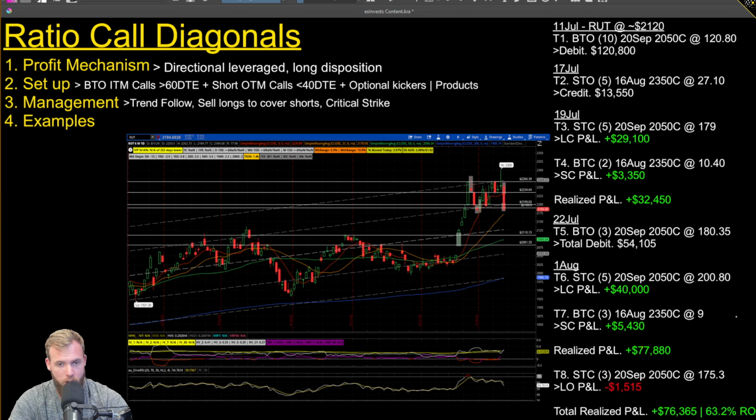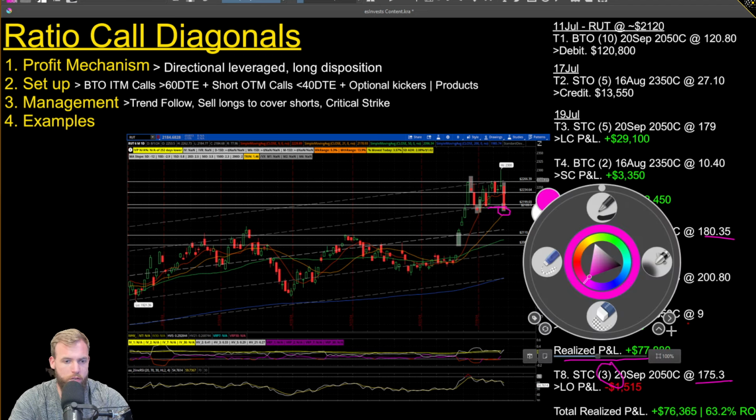But at this point, I took a pause, and that's where you see this P&L here was up until this point, all this stuff. Then we fell below the next support level I had, which was right here. So as soon as we fell below that, I closed the rest of the position. So I closed the 3 that I bought here, closed them down here, and I bought them for 180.35 and I sold them for 175.30. So I took a loss of 15.15. So on the total trade, it takes me to a profit of 76K, 63% return on invested capital.